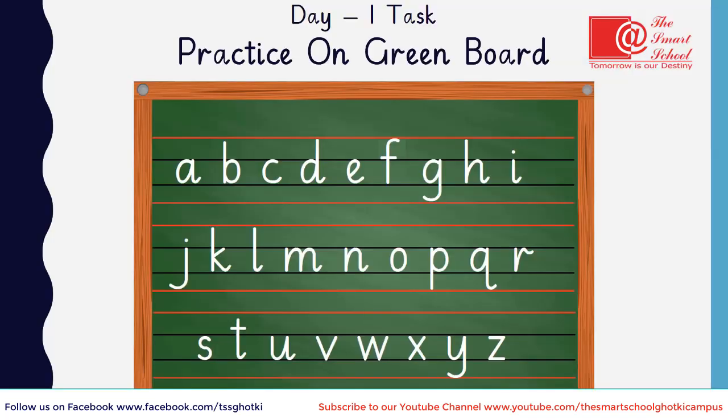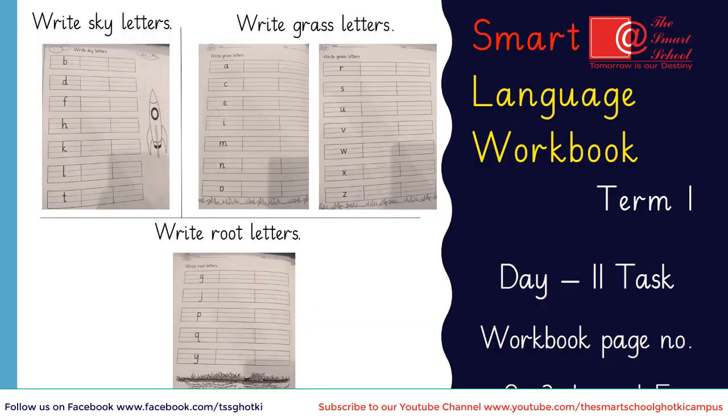This is your day 1 task. You need to practice writing alphabets A till Z on your green board first. You can also draw some lines on your green board, red and black lines, by using colored tape or permanent markers, or else you can write it freehand as well. So best of luck.